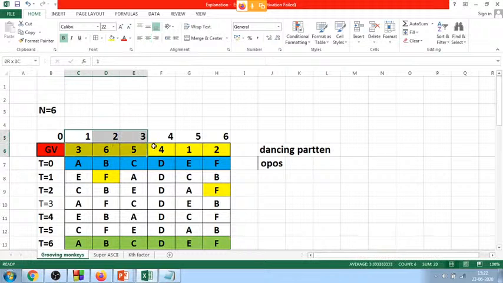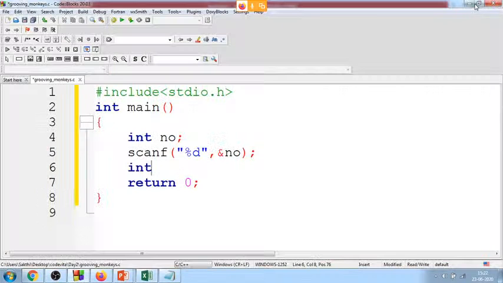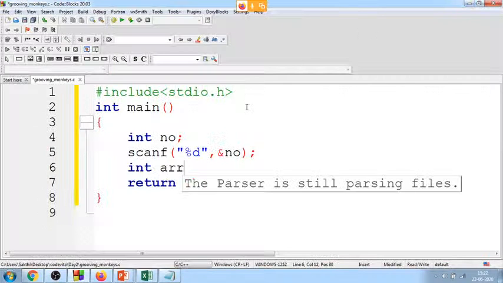If you are going to start with 1, what will be your array size? You are supposed to give n value plus 1. So 6 plus 1 for the garbage value should be your array size. So now let me declare my array, and your array size will be number value plus 1. Is that clear? This 1 is for your 0th index.